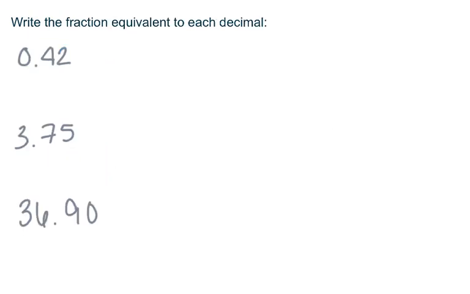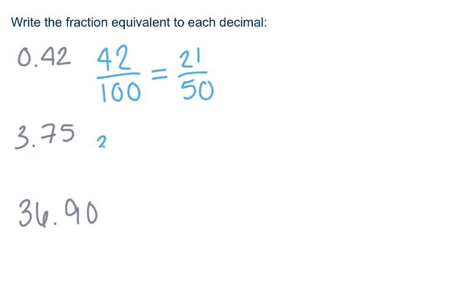Now, let's do the opposite. We are going to take each decimal and write it as a fraction. So 0.42 becomes 42 over 100, but we have to reduce it. So if we reduce it, it becomes 21 over 50. 3.75 becomes 3 75 over 100. When you reduce it, it becomes 3 3/4.